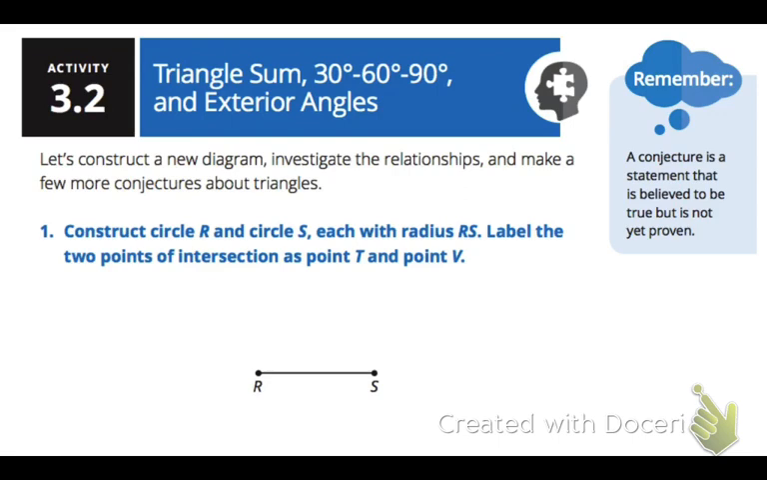So we're going to construct a new diagram. We're going to investigate the relationships and make more conjectures about triangles. Remember, just statements. So on this, we're going to go ahead and construct a circle R and a circle S so that the radius is from R to S for both circles. And you're going to label the points of intersection as T and V.